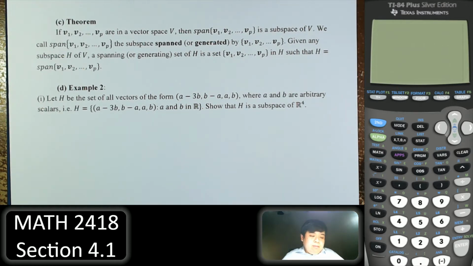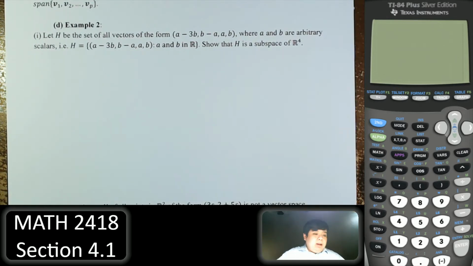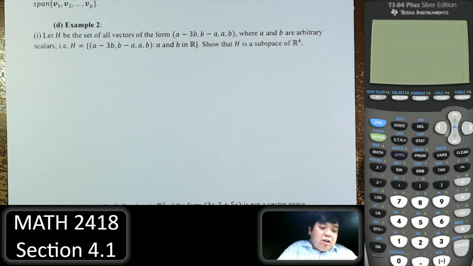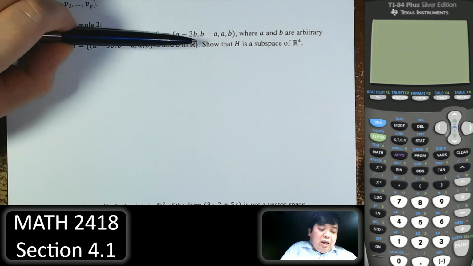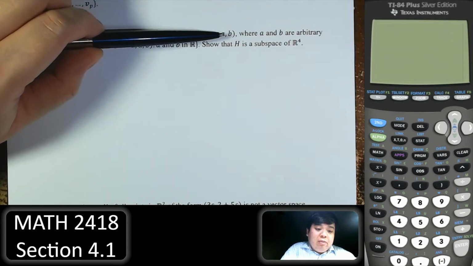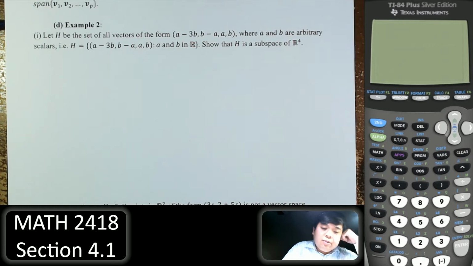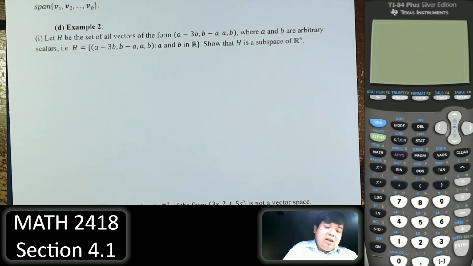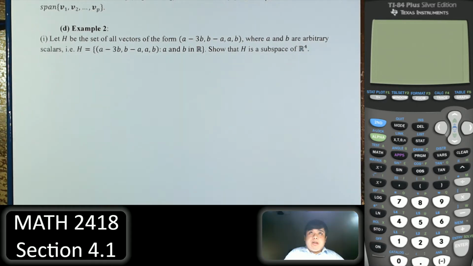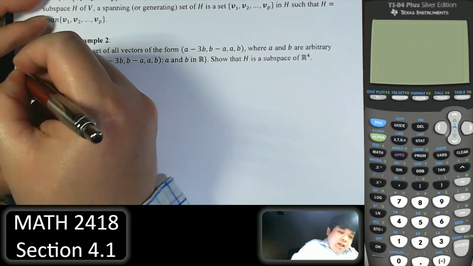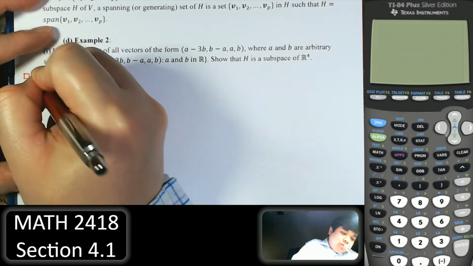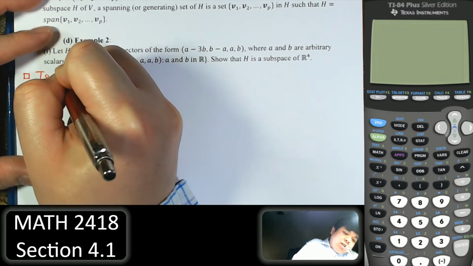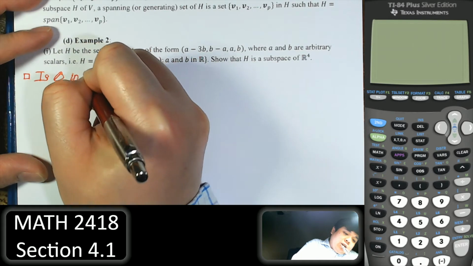Right. Now, more examples. Let H be the set of all vectors of the form (a minus 3b, b minus a, a, b), so four components, where a and b are arbitrary scalars. So I can write it like that. Show that H is a subspace of R4. First of all, we have to write the three criteria that we need to show. First, is the zero vector in H?